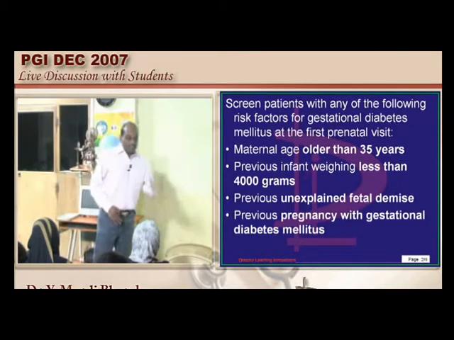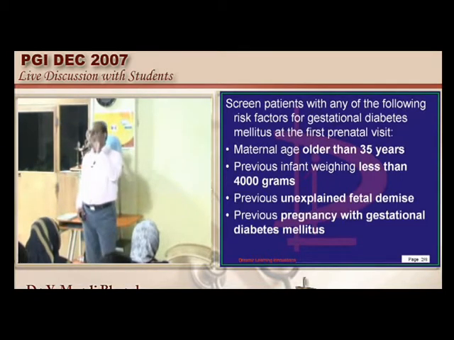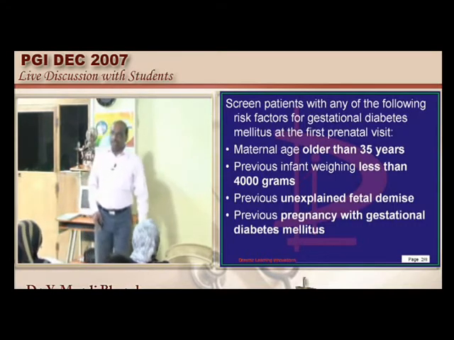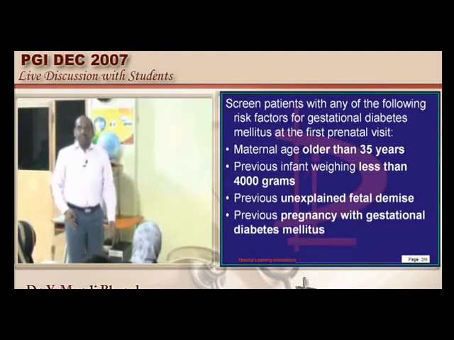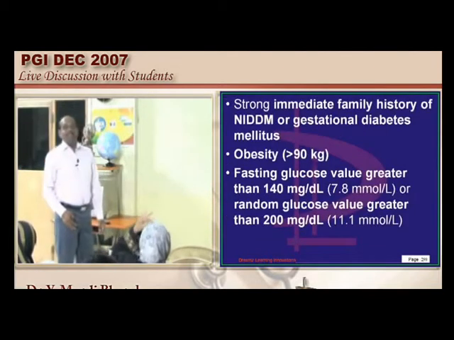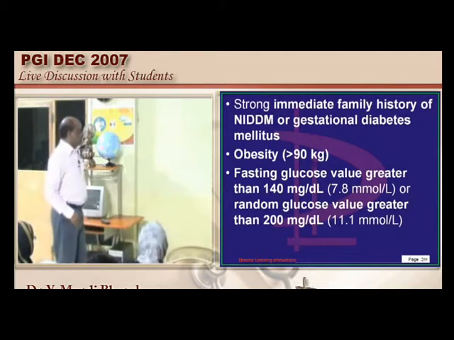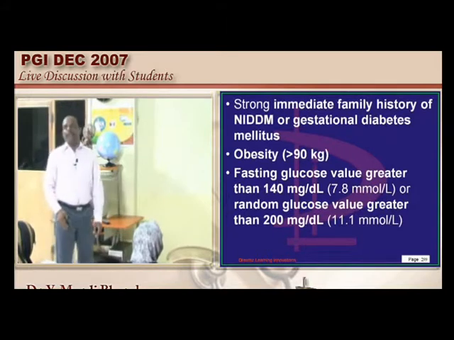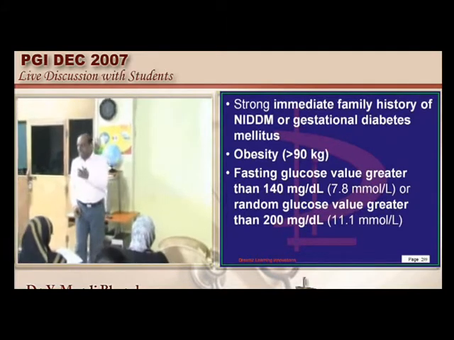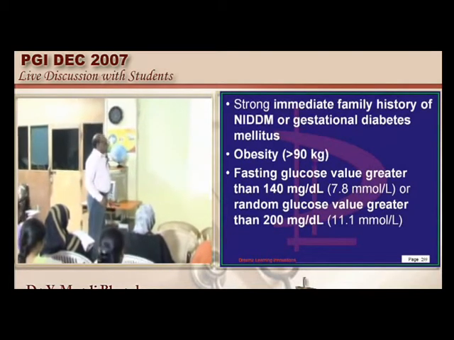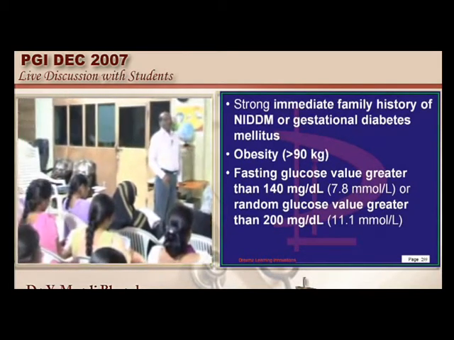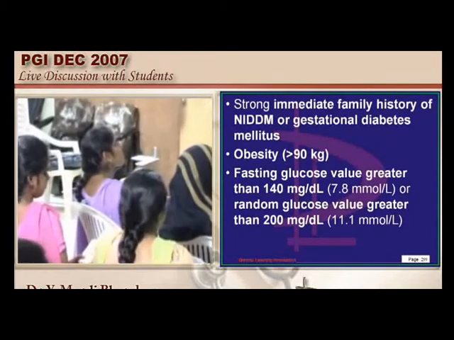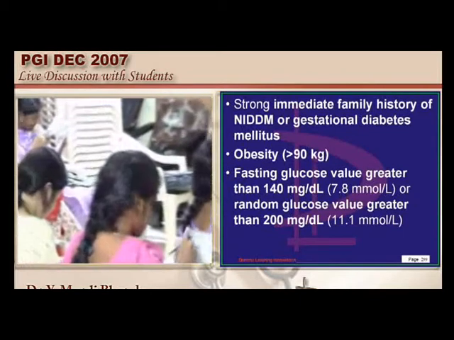Now, what are the specific subset of populations where it is mandatory that you perform the gestational diabetes screening as a gynecologist and obstetrician? Age more than 35, obesity, when do you define it as greater than 90 kgs, and fasting glucose greater than 140 or the random glucose greater than 200 milligrams per deciliter. So the answer is D, more than 200 milligrams per deciliter of random blood sugar value is the indication for evaluating for the gestational diabetes.